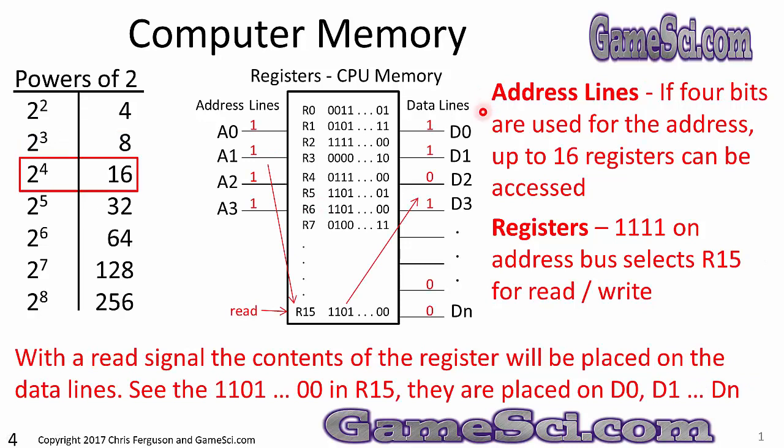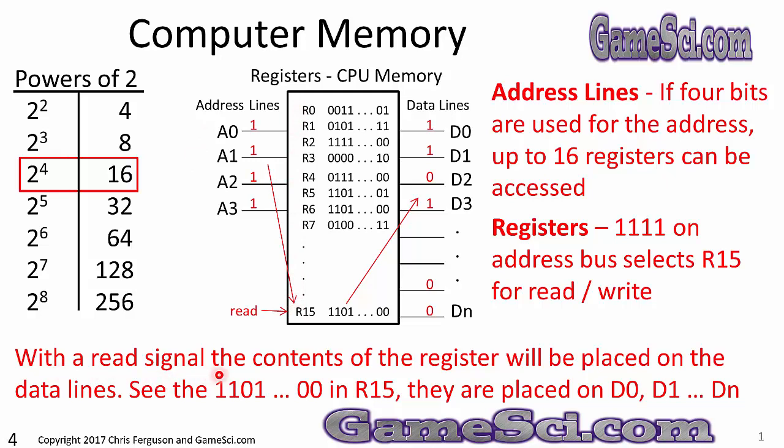Address lines. If 4 bits are used for the address, up to 16 registers could be accessed. As far as the registers go, 1111 on the address bus selects R15 for read or write. 2 to the 4th power is 16. If I have 4 address lines, I can access up to 16 registers.